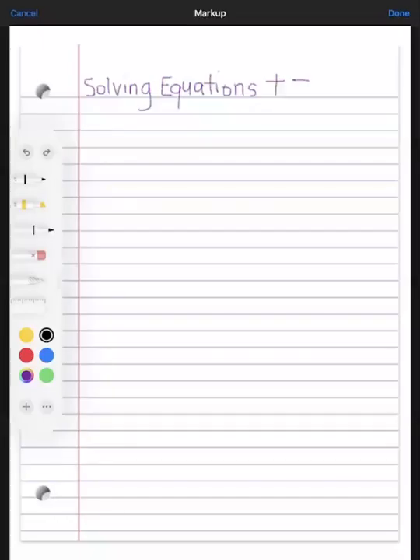So today we're going to learn how to solve equations. So go ahead and title your notes, Solving Equations. And we're just going to cover adding and subtracting equations today. So put a plus sign and a minus sign.